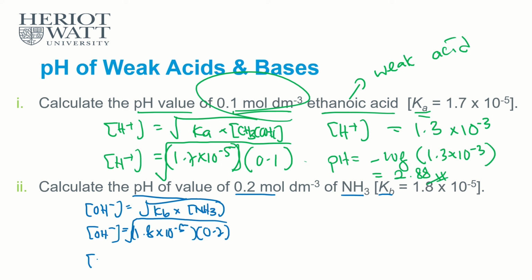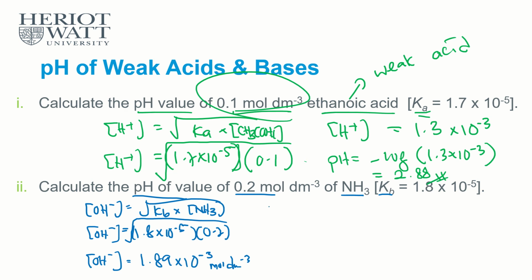So what's your OH minus here? Let's do the calculations. 1.8 times 10 to the power negative 5, multiply with 0.2, and then square root the answer. You will get concentration of OH minus equivalent to 1.89 times 10 to the power of negative 3. Okay, that's the concentration in mole per dm cube.